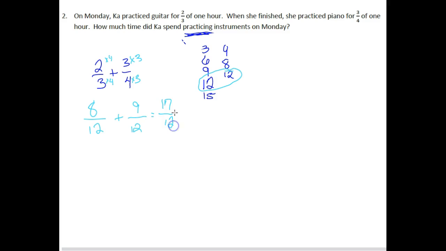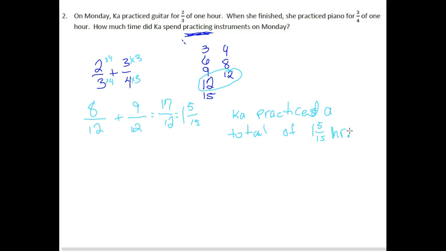17 twelfths. 12 gets you a whole. So I know that there's 1 12 in 17, because 2 12s would be 24. So there's one of them, and then we think about what's left over. 7, 6, 5. There's 5 left over. 5 twelfths. So we can say, Kai practiced a total of 1 and 5/12 of an hour. Period.